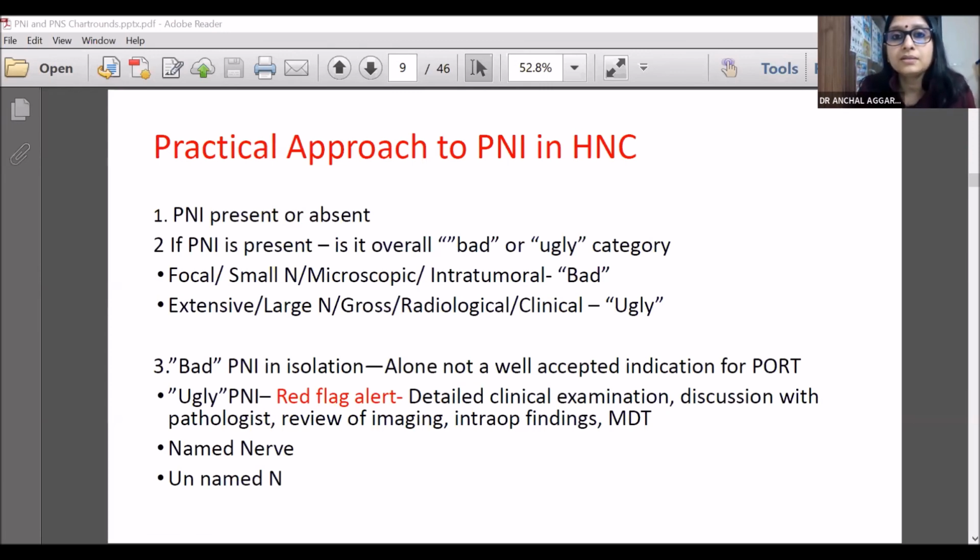So PNI is a very extensive topic, and a lot depends, as Dr. Shamit mentioned. Then tagging of the nerve is important when we are sending the specimen. And if a pathologist tells us that this is the nerve, then there are guidelines which we follow when we give adjuvant radiotherapy. So you can read these papers if you are interested. These are very good papers which tell us how we should go about it.